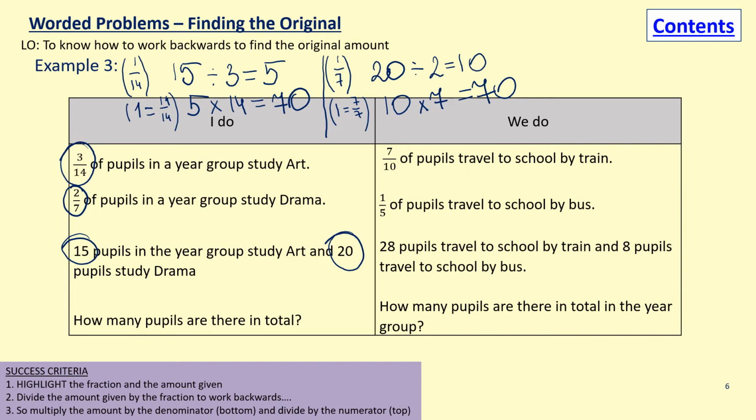Okay, so what I would like you to do is to pause this video for a moment and attempt to redo it. All right, so again, circle the fractions and amounts. And now travel to school by train. So 7/10 is 28. So 28 divided by 7 gives me 4. That's 1/10. And now I need to times it by 10 to get 10/10, which is the total amount of students. So the answer is 40.